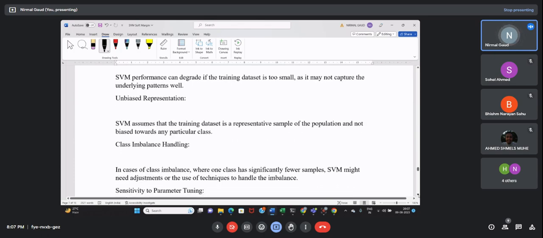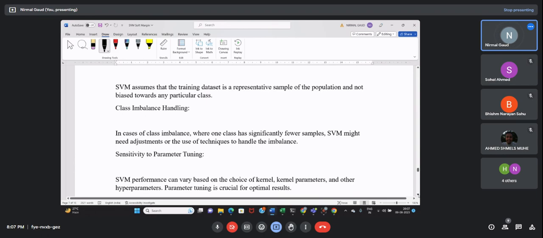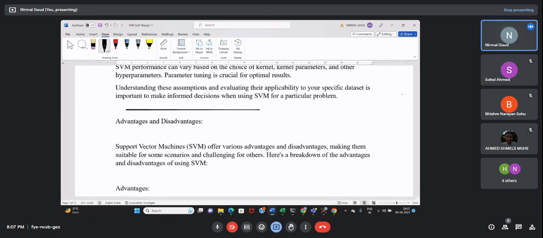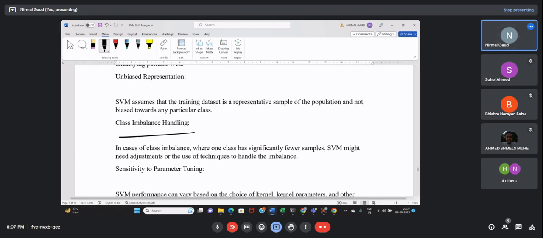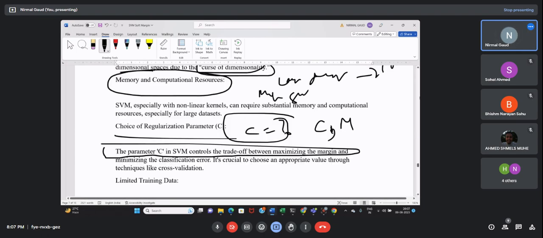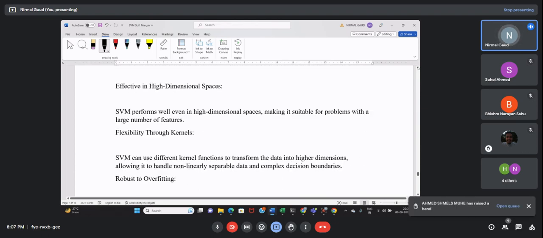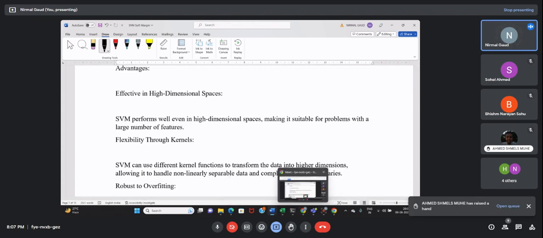Limited training points, unbiased representation of classes, and sensitive parameter tuning. We have seen that. Not that many points will be put in. Everything has been discussed. So, ask the question. Anything you want to say?